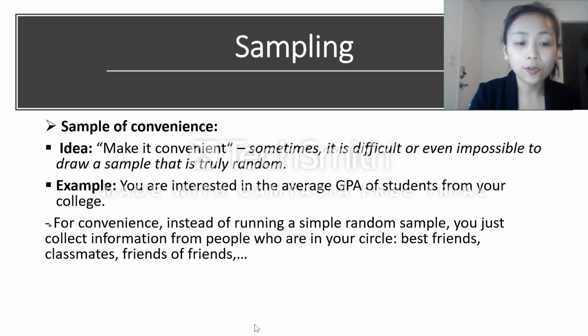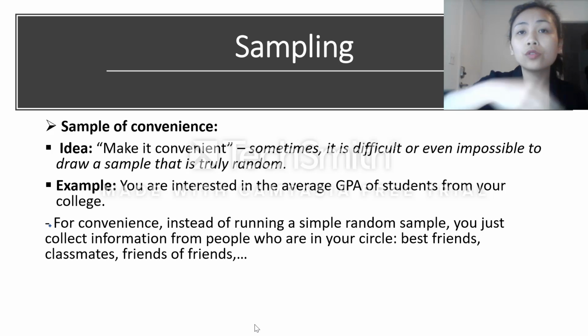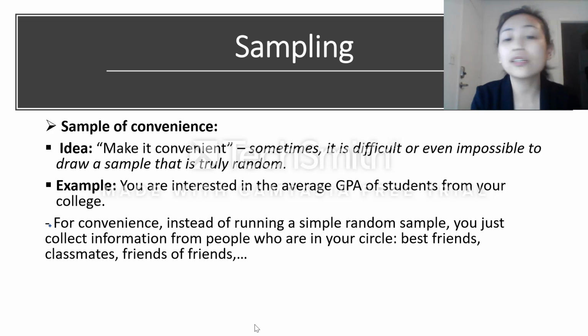So in this case, for convenience, instead of running a simple random sample, you collect information from people who are around you, who are in your circle, let's say your best friends, your classmates, your friends of friends, collect their GPA and make up the sample of 100 students.